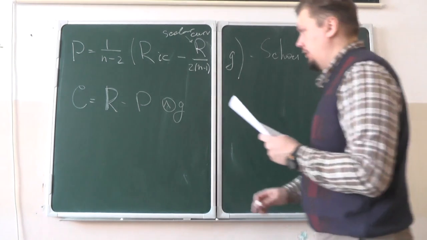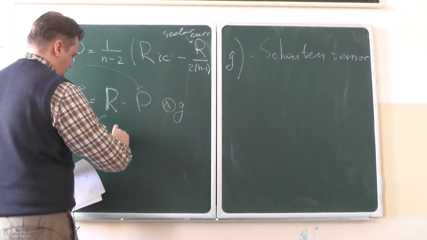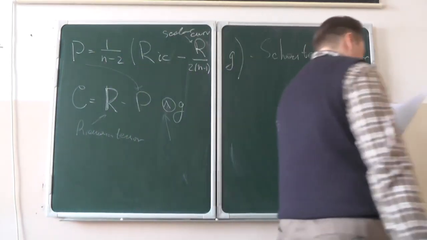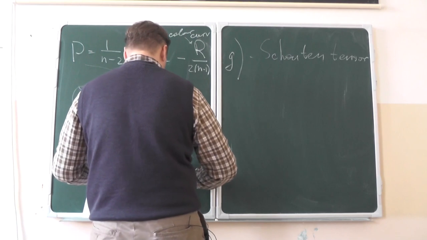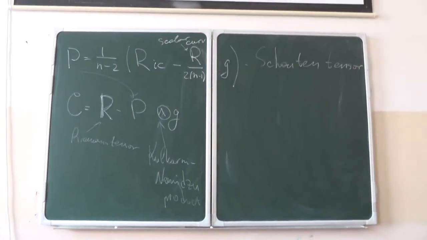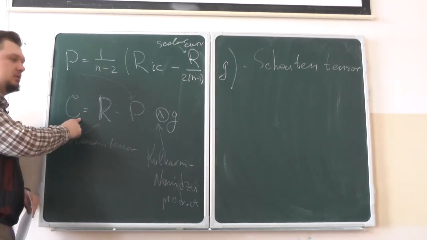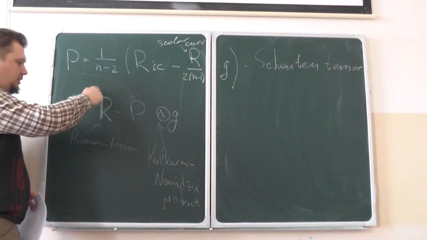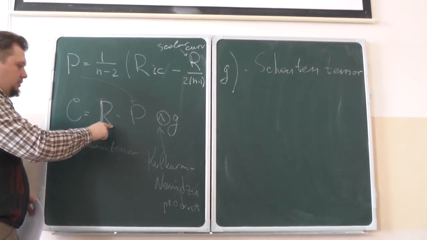So what is here? P is the Schouten tensor, R is the Riemann tensor, G is the metric, and this is the so-called Kulkarni-Nomizu product. And in these notations, all indices are down indices. So this is the Riemann tensor. Usually we have three indices down and one index up, so we can put this index down by using the metric tensor. And we'll get the Riemann tensor with four indices down.